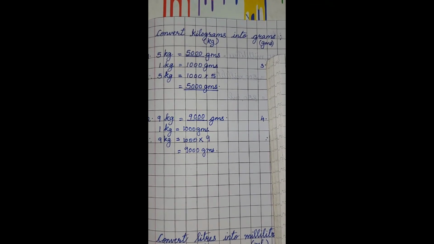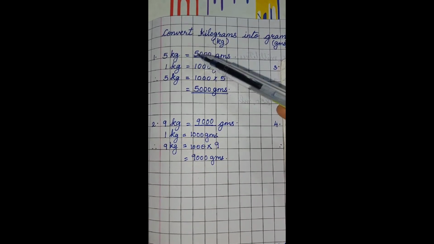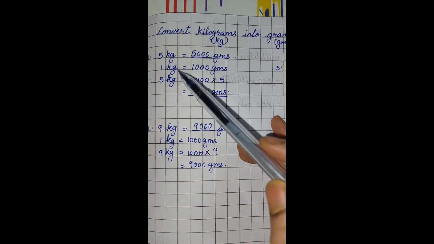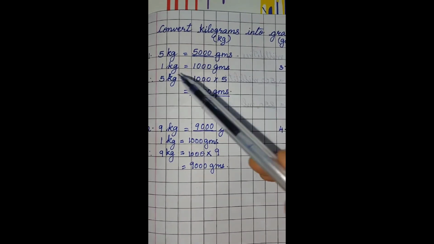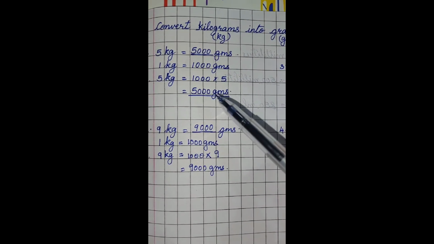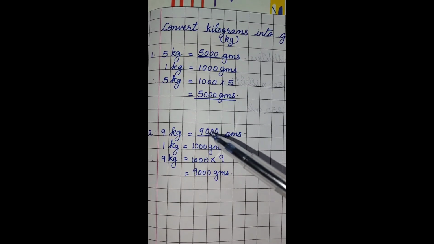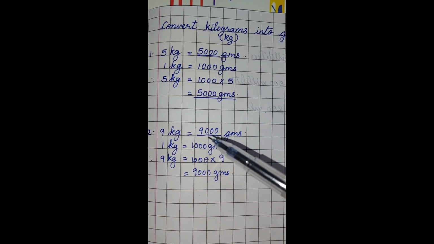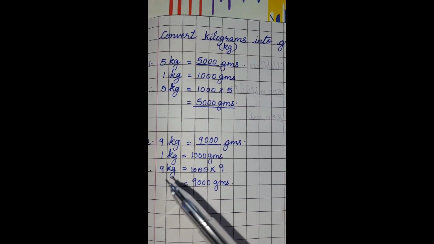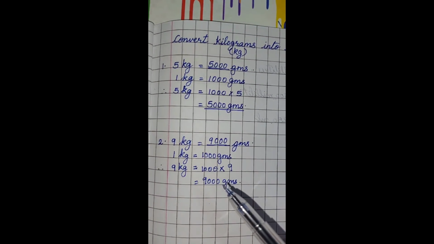Here, convert kilograms into grams. First one, 5 kg is equal to 5000 grams. Now, how did we get this? 1 kg is equal to 1000 grams. So, 5 kg will be 1000 multiplied by 5, that is 5000 grams. Now, 9 kg. 9 kg is equal to how many grams? 9000 grams. That is because 1 kg is equal to 1000 grams. So, 9 kg will be 1000 multiplied by 9, that is equal to 9000 grams.